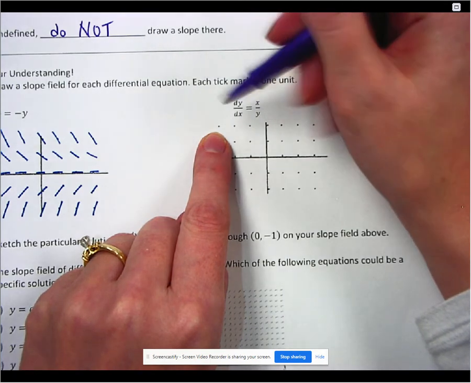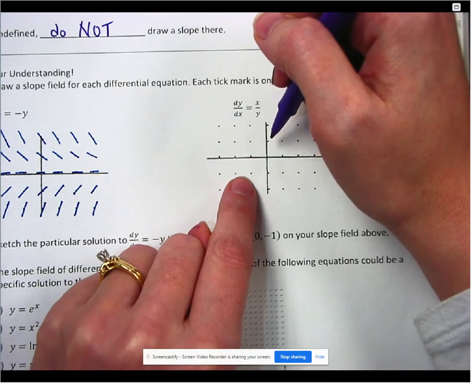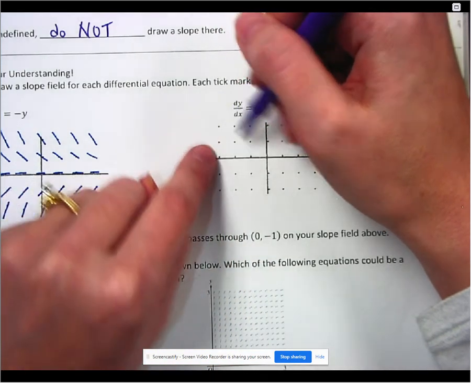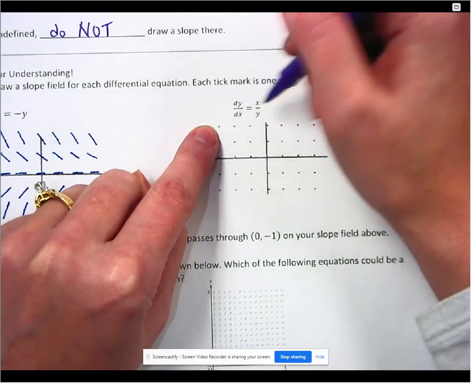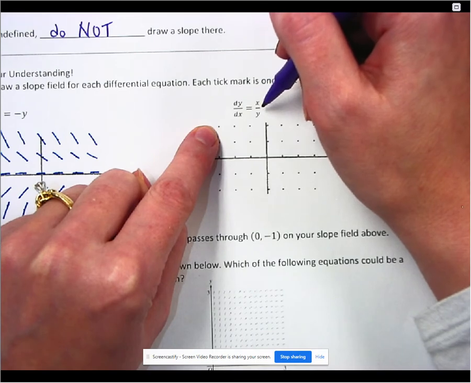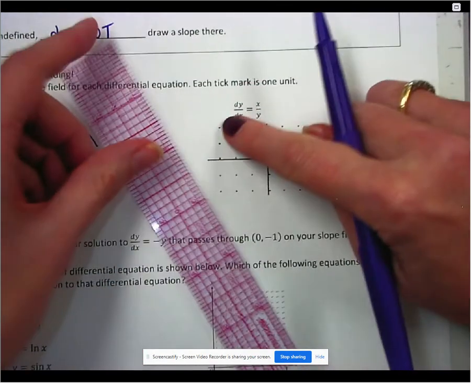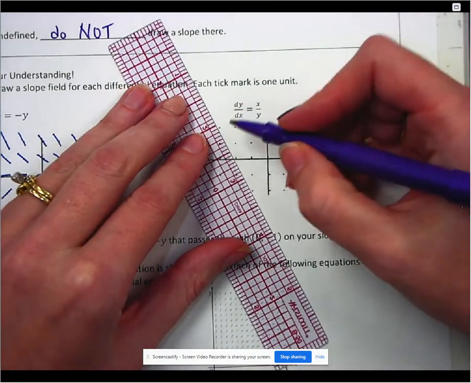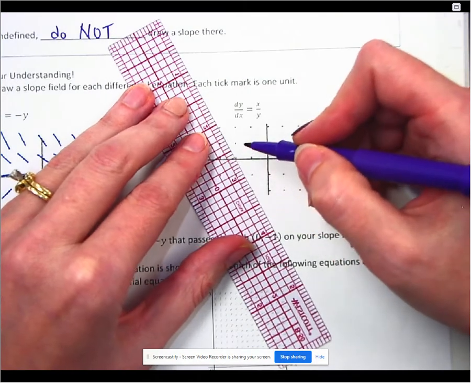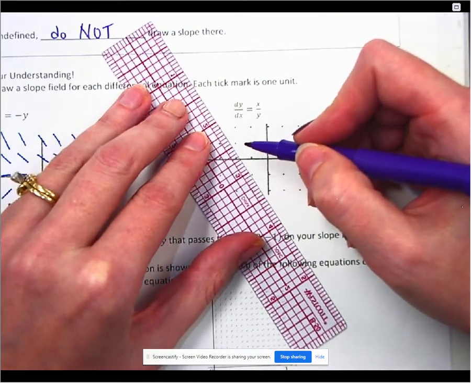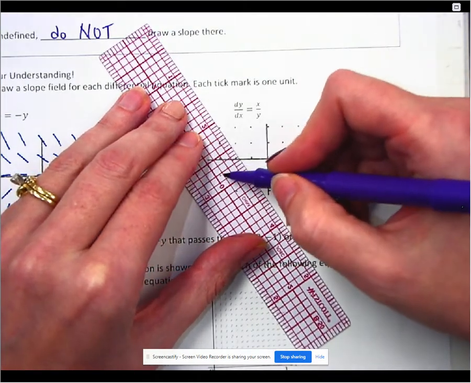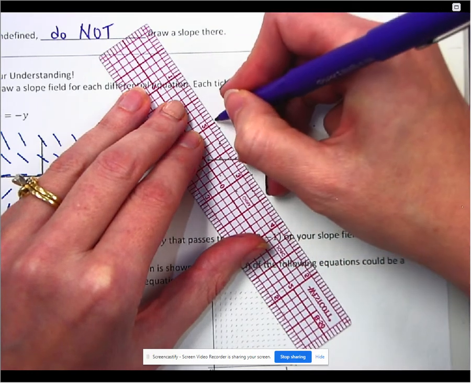All right. So for this first one, to the left, the x is -3, the y is 2. So that's going to be a slope of -3 halves. So at this point, I want to go down 3, right 2. About right there. Down 3, right 2. And there's my little slope.